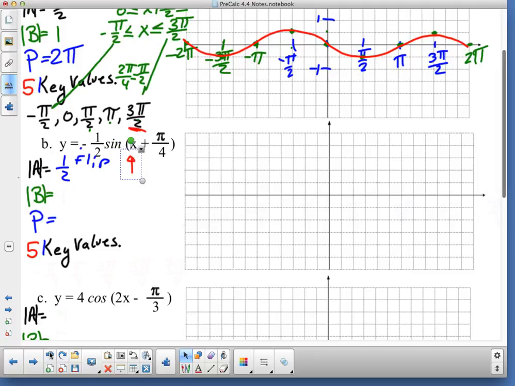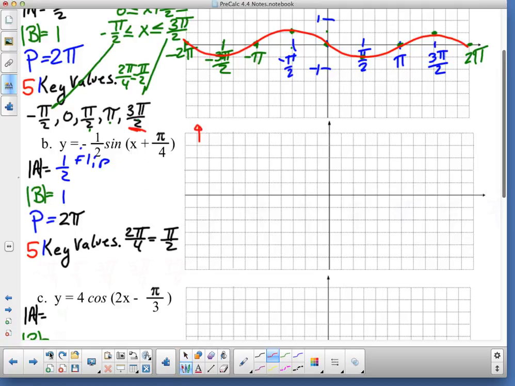And I've got my B is 1 again. And my period should be 2 pi. My period is 2 pi. And so my 5 key values are 2 pi divided by 4, pi over 2 apart. Now, keep in mind, I'm going to find my starting value, because I have a shift. I believe it's going to be a negative pi over 4, and it's going to go to 7 pi over 4. Let's check out, we'll see what it actually looks like with this shift.